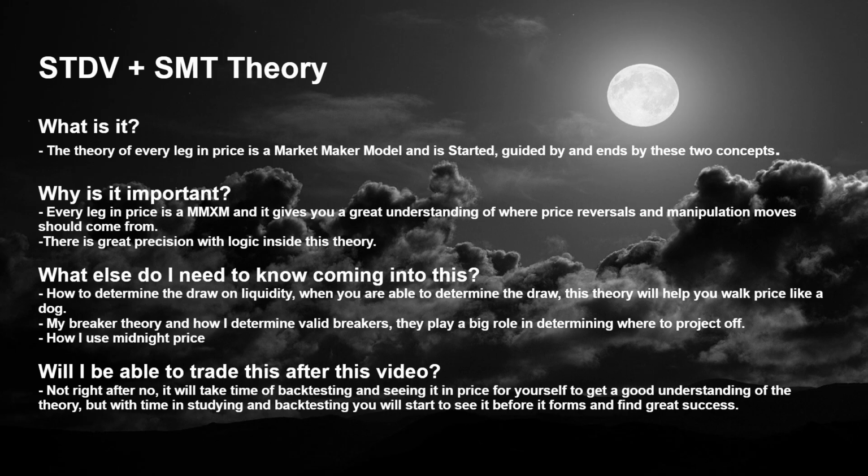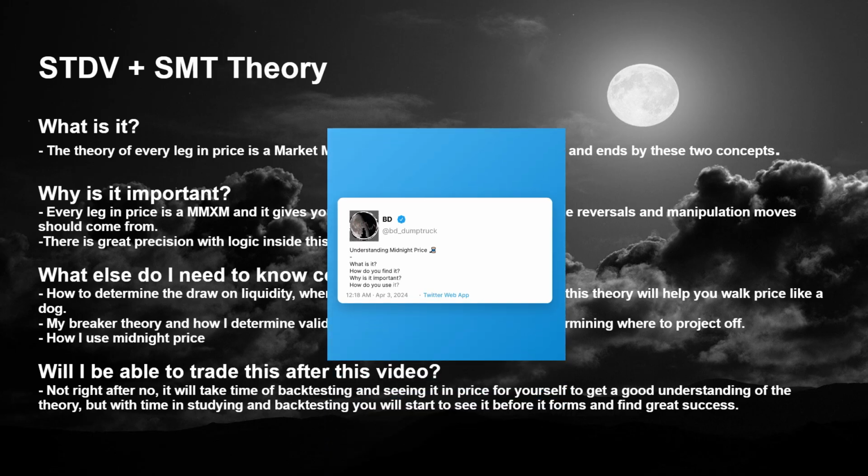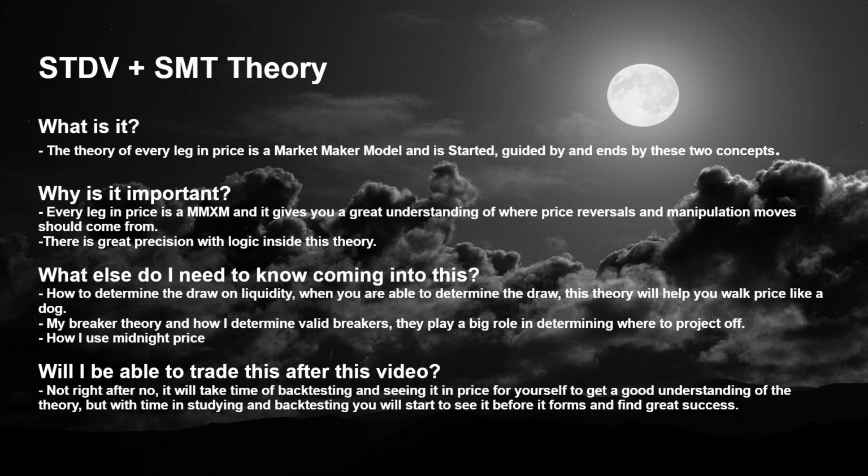What else do I need to know coming into this? You need to know how to determine the draw on liquidity. When you can determine the draw on liquidity, this theory is going to help you walk price like a dog to it on the lower time frames. You also need to know my breaker theory and how I determine valid breakers, as they play a huge role in determining where to project off of, as well as how I use midnight price. I will have links below to my other videos so that you can go and learn how I use these other PD arrays and such for my theory.